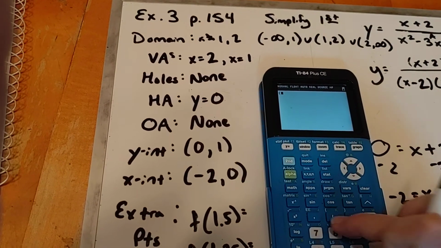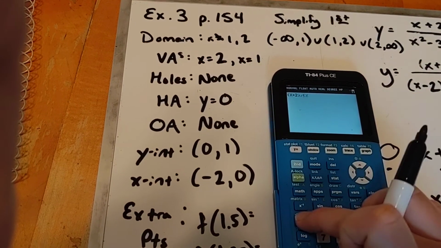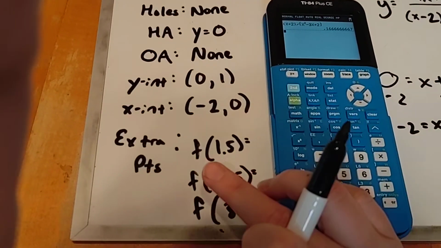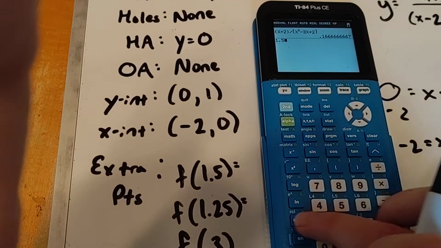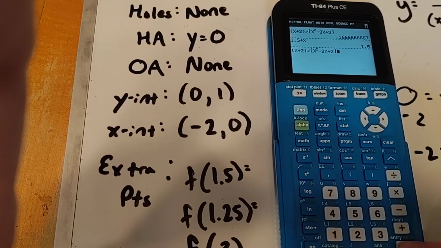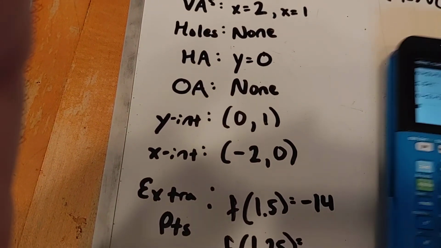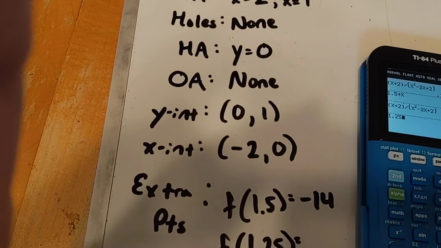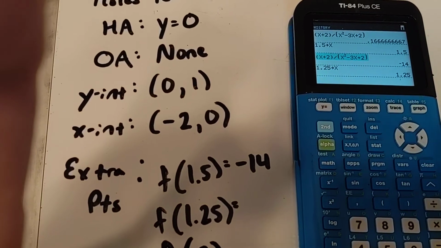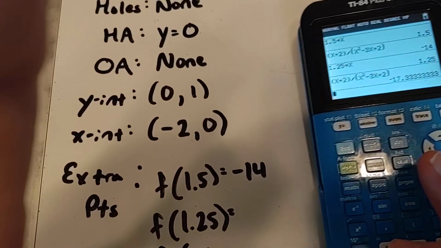The function itself is x plus 2 in parentheses over x squared minus 3x plus 2 in parentheses. So that's the function itself. I want to evaluate it at 1.5. So I'm going to take my 1.5 and store it as my x, plug it into my original function, and that gives me negative 14. Wow. Okay. Then I'm going to try 1.25. I'm going to go ahead and store that as my x. And let's plug that into that original function again. And that gives me negative 17.3 repeating.